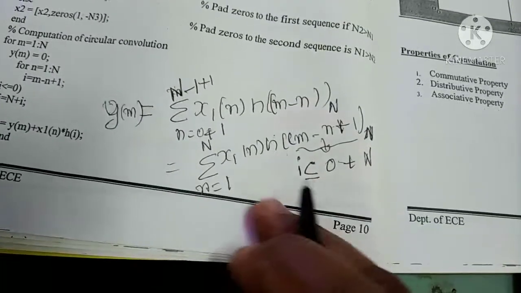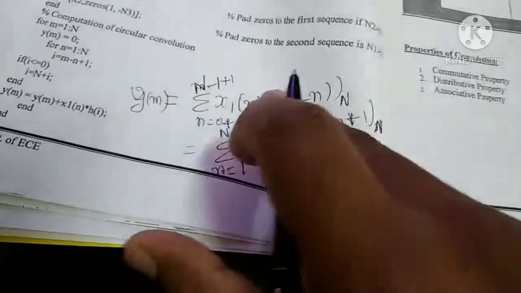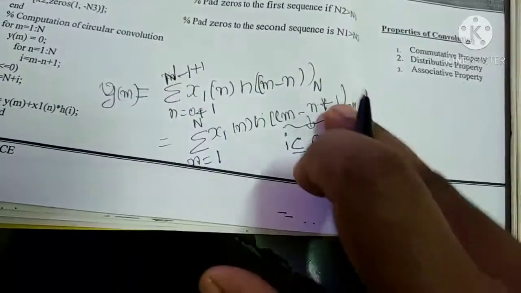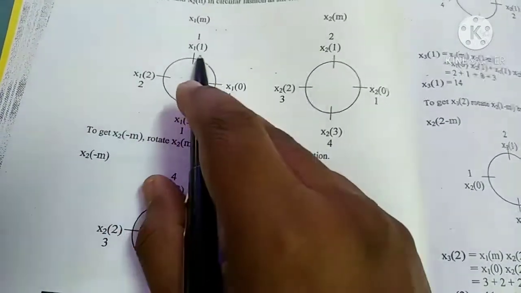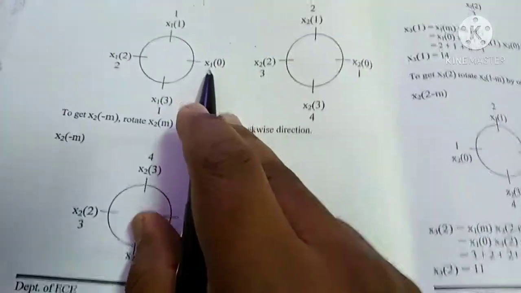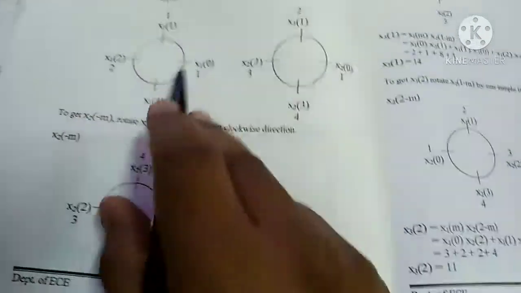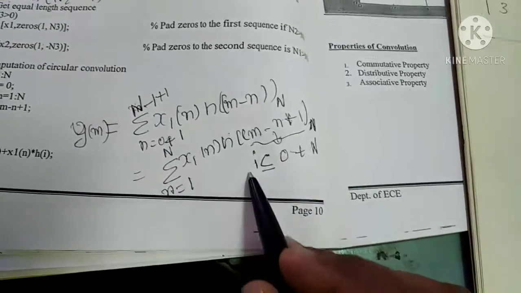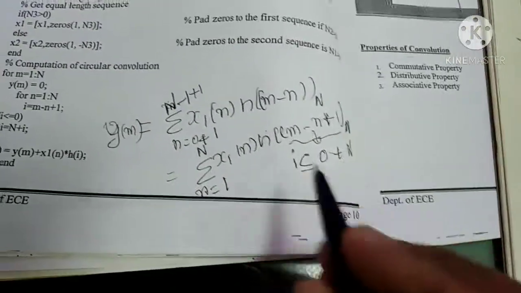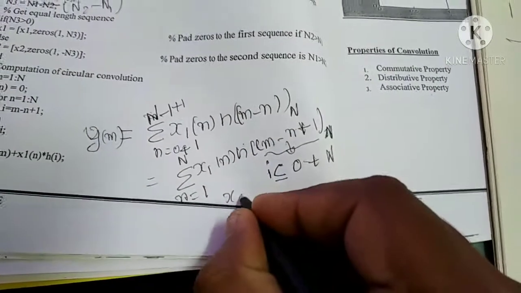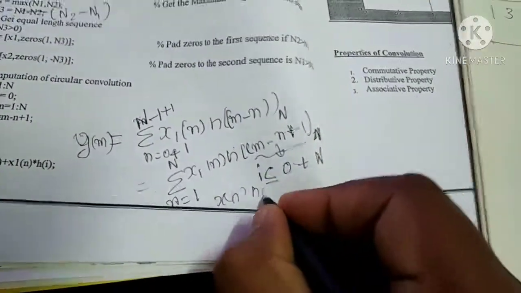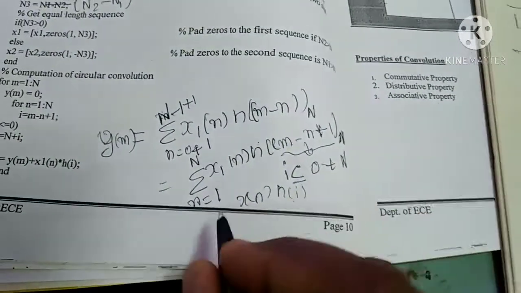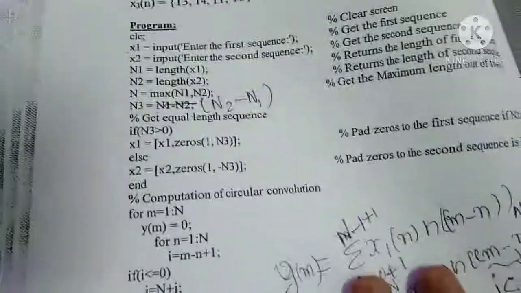So while rotating, if I go behind my boundary, then what happens? I will come to the initial position. Here they have given, see, while rotating, after the third point, I will come back to the first point, right? So for that reason we are adding N in order to make it positive. So the equation reduces to x of n into h of I. This one we are using in our program.